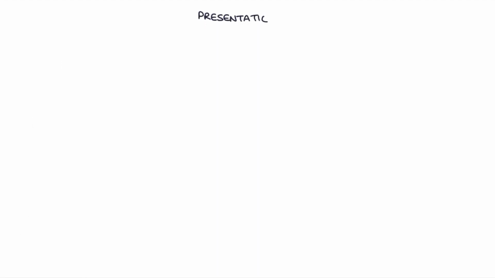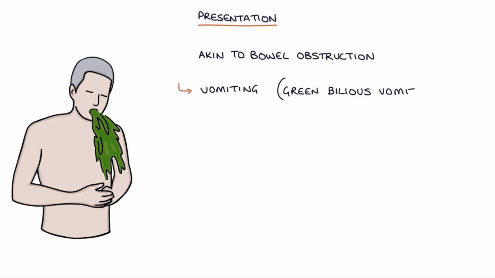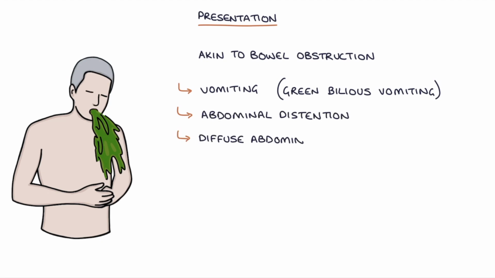So what's the presentation? The signs and symptoms of a volvulus are akin to bowel obstruction, with vomiting, particularly green bilious vomiting, abdominal distension, diffuse abdominal pain, and absolute constipation and a lack of flatulence.